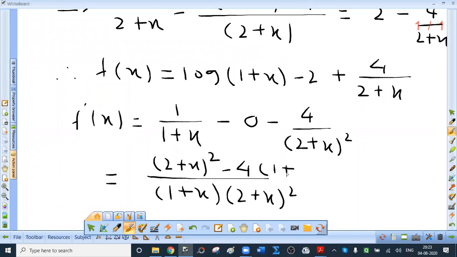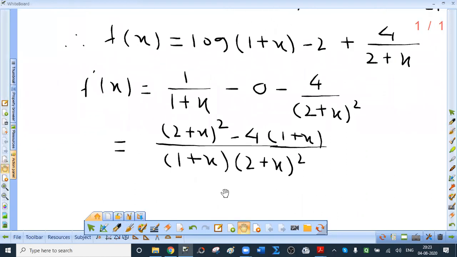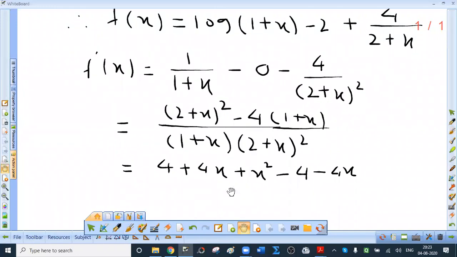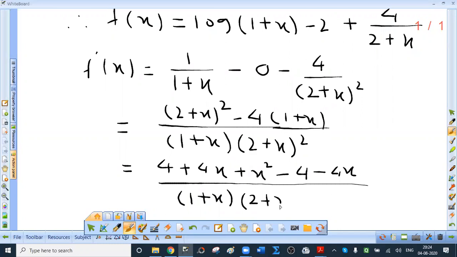What is difficult? Addition of fractions. Calculus is not difficult. Simplify. So 4 plus 4x plus x square minus 4 minus 4x, divided by 1 plus x, 2 plus x bracket square.